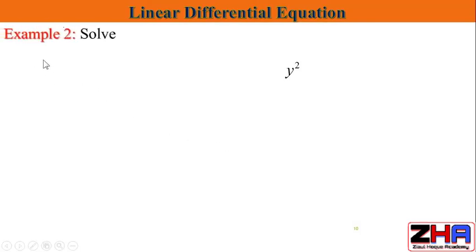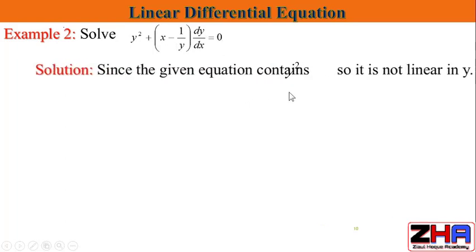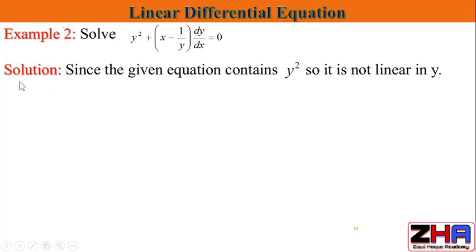Example 2. Solve y square plus (x minus 1 by y) into dy by dx equal to 0. Solution. Since the given equation contains y square, so it is not linear in y.